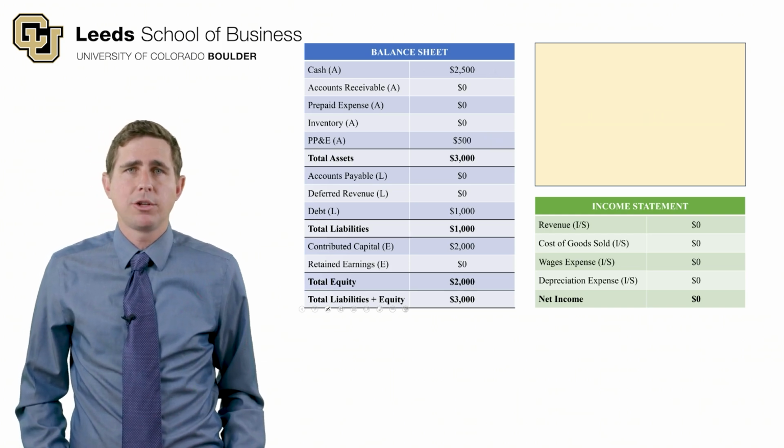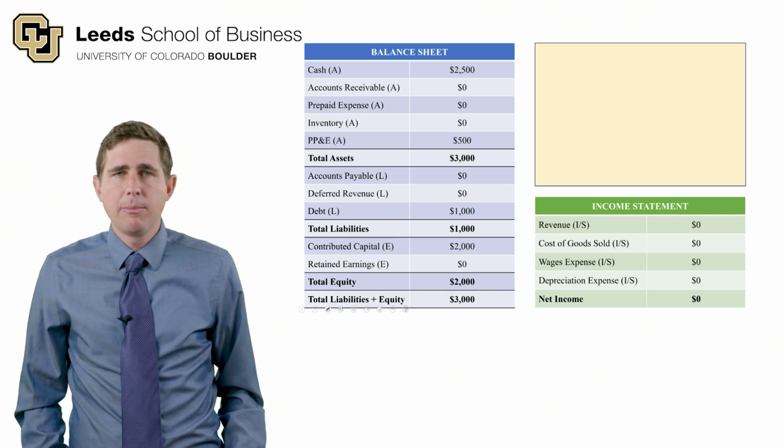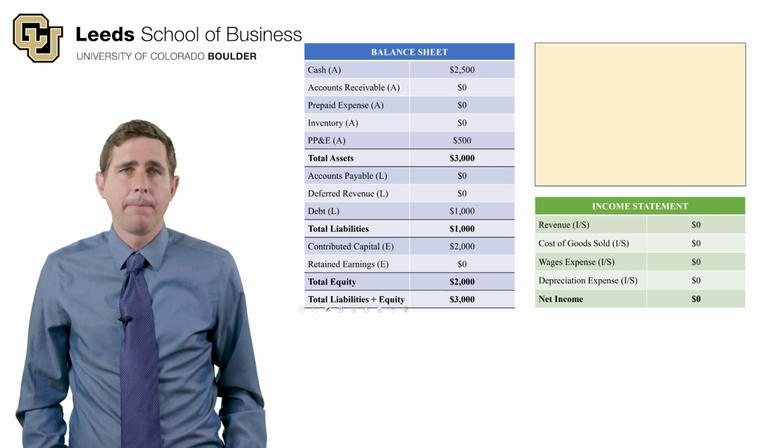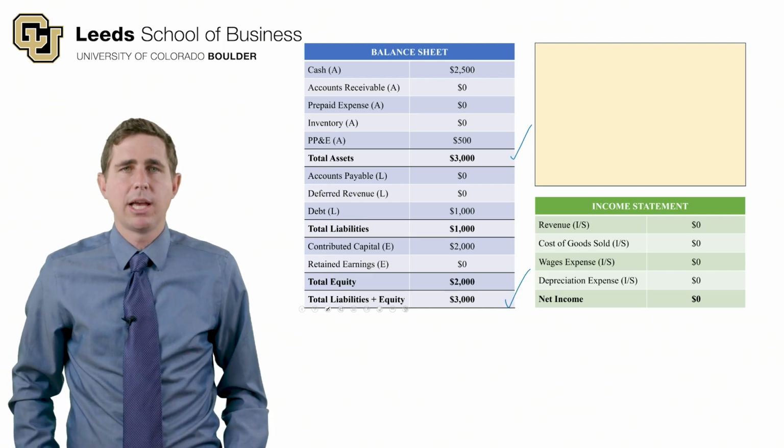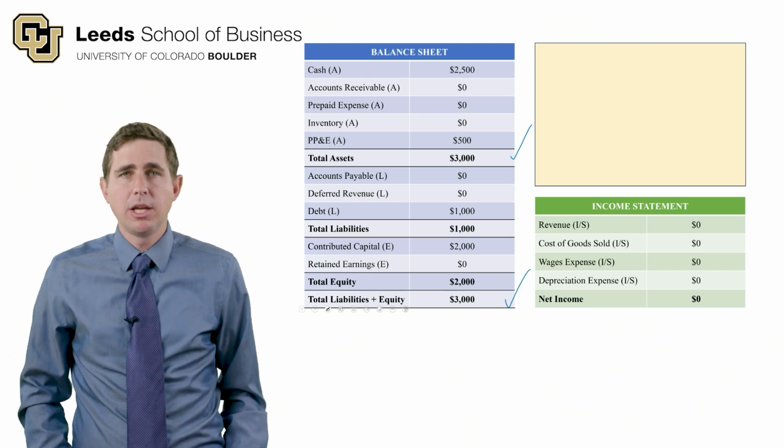So now I'll reflect that transaction in the balance. You'll see my cash has gone down to $2,500. My PP&E has gone up to $500. My total assets has remained the same, and my total liabilities plus equity has remained the same, and they continue to be equal to each other.